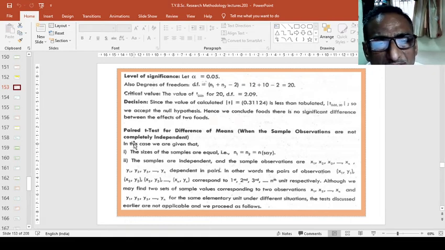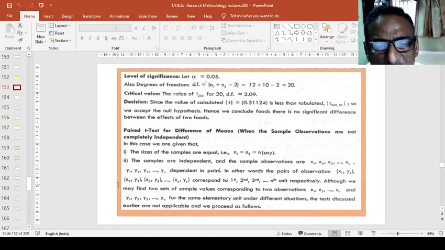So the paired t-test for difference of means is used when the sample observations are not completely independent, and these are completely dependent, so it comes to 2.09. We can calculate it as in previous examples, and in this case we are given that the sizes of the samples are equal, that is n1 is equal to n2 is equal to n, and the samples are independent, and the sample observations are x1, x2 and xn, or second y1, y2 and yn, dependent in pairs. In other words, the pairs of observations x1 and y1.